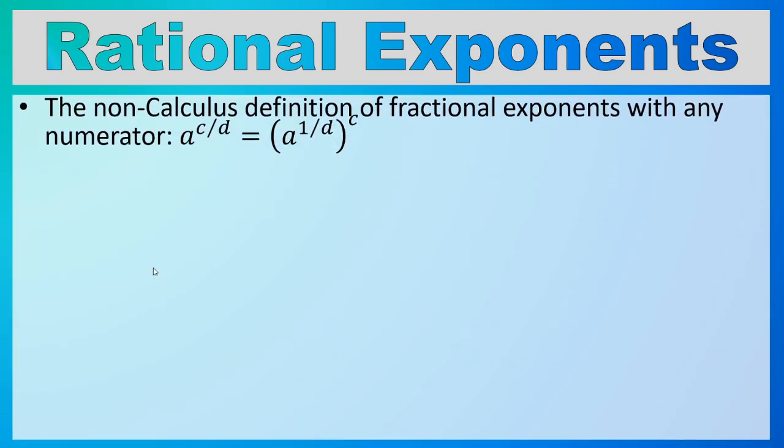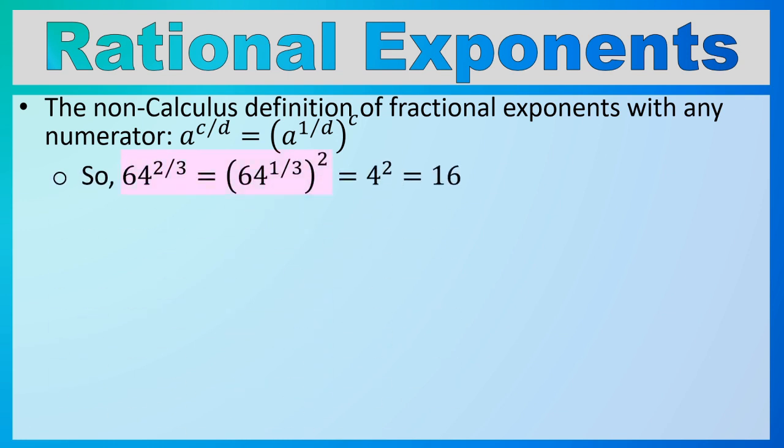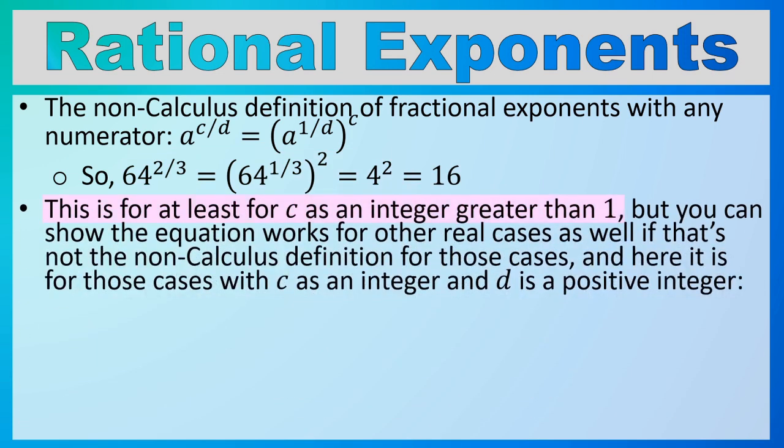The non-calculus definition of fractional exponents where the numerator does not have to be 1 is this. So for example, 64 to the 2/3 is equal to 64 to the 1/3 and that squared. Now 64 to the 1/3 is equal to 4 and 4 squared is equal to 16. This definition is at least for C as a positive integer that is not 1, but you can show that this equation works for other real cases as well, even if that's not actually the non-calculus definition for those cases.